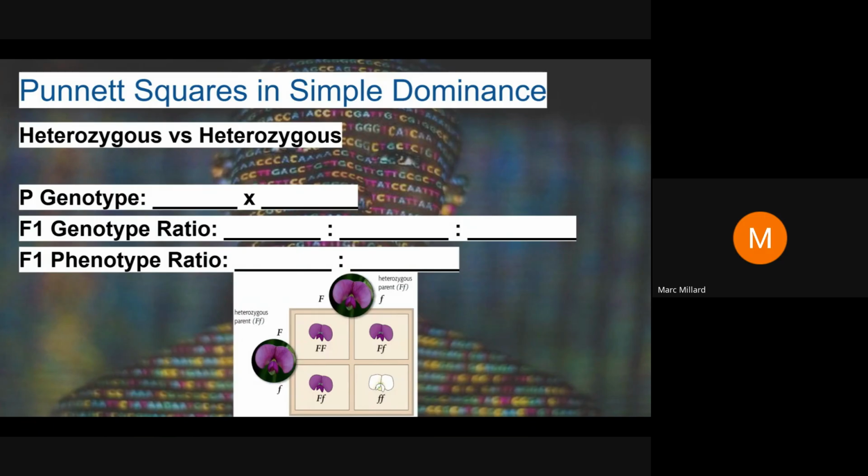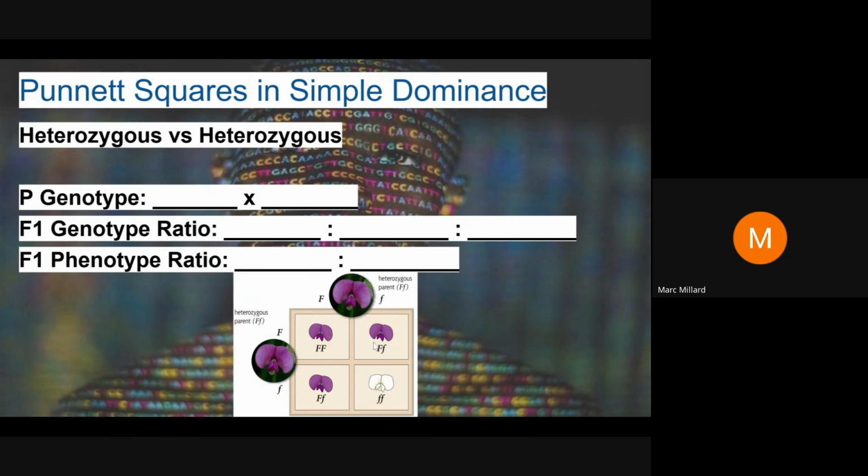Okay, let's try a different one. Now, if we were to take a heterozygous and mix it with a heterozygous, so now both of the parents are heterozygous rather than being a homozygous dominant, homozygous recessive. So the genotypes of the parents are big F, little f for parent number 1, big F, little f for parent number 2.